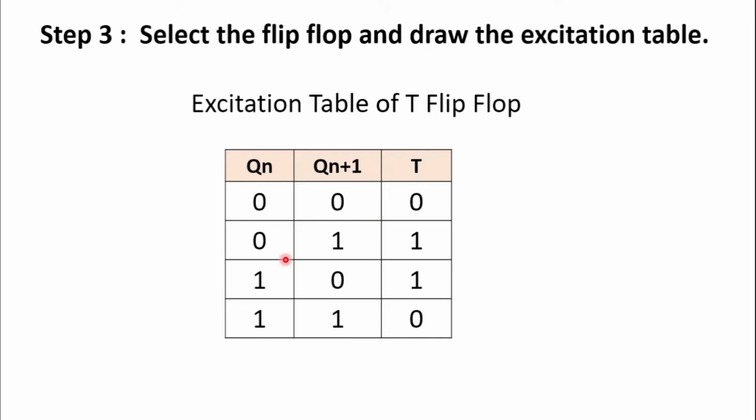In the second row, 0 is changed to 1, so toggling is taking place, so the value of T is 1. In the third row, 1 is transformed into 0, so again toggling is taking place, so the value of T is 1. In short, if there is no change, the value of T is 0. If there is a change in present state and next state, the value of T is 1. And the same knowledge we will be using in order to form the excitation table.